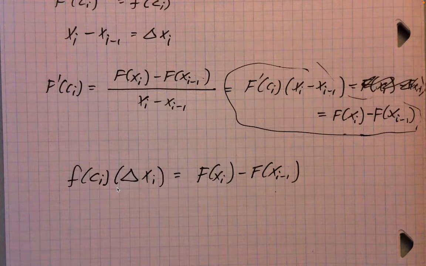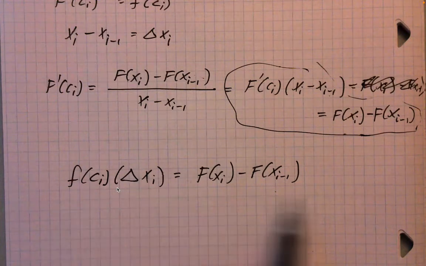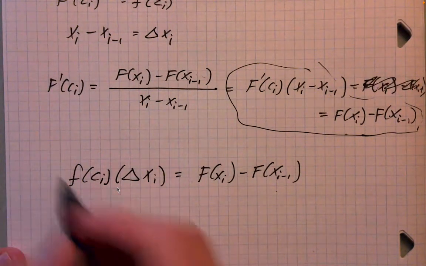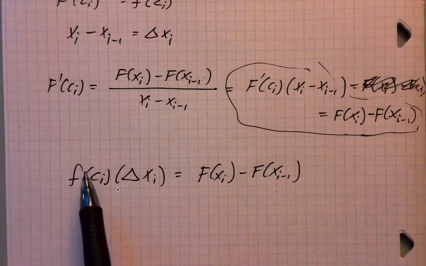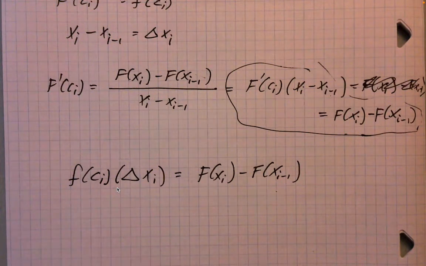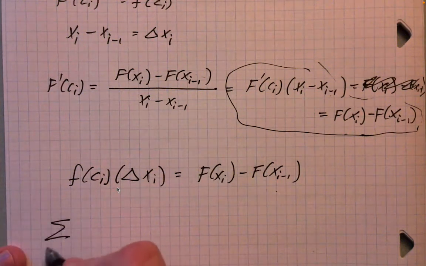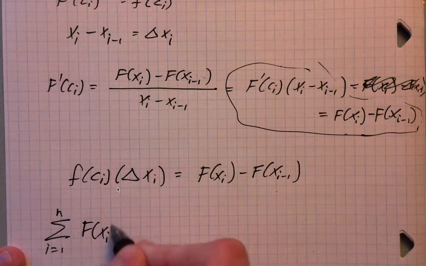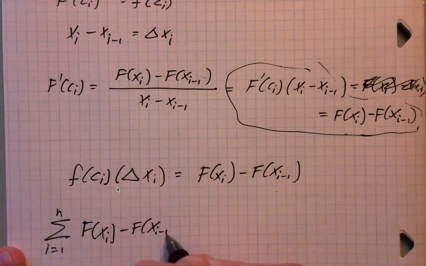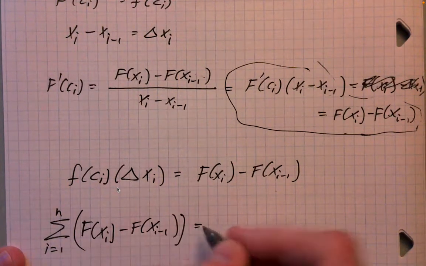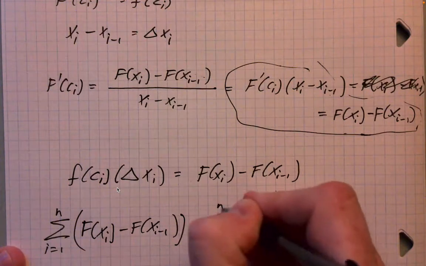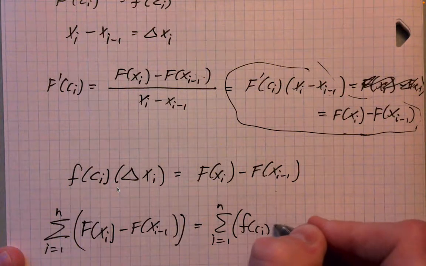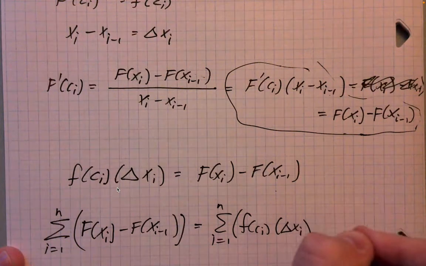Now, what happens if we sum over all of the i's here? Because these indices are all valid from 1 up to n, right? And so let's do that. Sum i equals 1 up to n of, I'm going to switch the order here, like so. And that's going to be equal to the sum from i equals 1 up to n of this one.